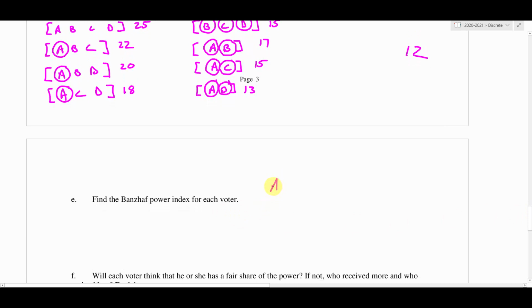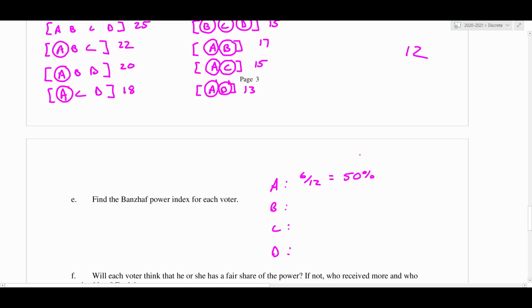Okay, so I'm going to say A, B, C, and D. And then I'm going to count up the number of individual times that A was critical. So I can see 1, 2, 3, 4, 5, 6 times A was critical. So I would say 6 out of the 12 times, which is 50% of the time A was critical. So A has 50% of the power.